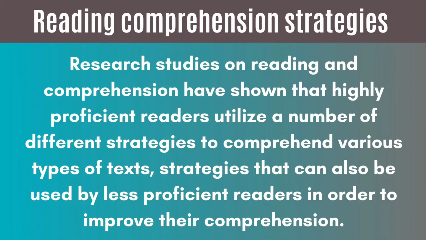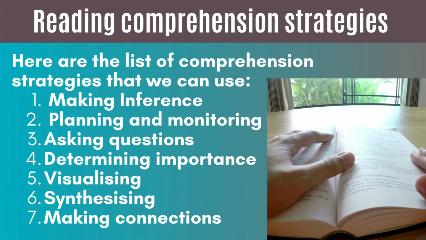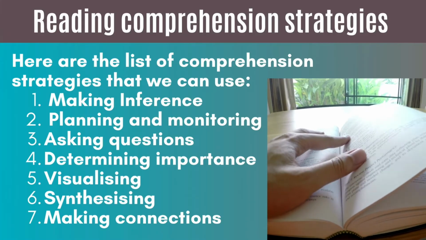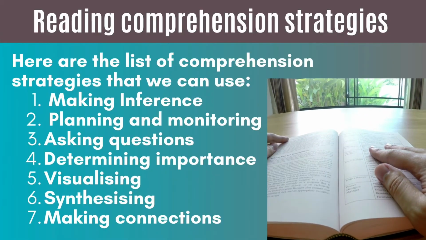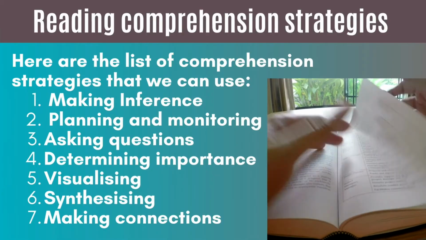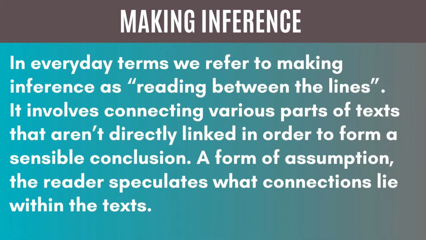Now let us look at some reading comprehension strategies. Research studies on reading and comprehension have shown that highly proficient readers utilize a number of different strategies to comprehend various types of texts. Strategies that can also be used by less proficient readers in order to improve their comprehension. Here are the strategies that we can adopt: making inference, planning and monitoring, asking questions, determining importance, visualizing, synthesizing, and making connections.